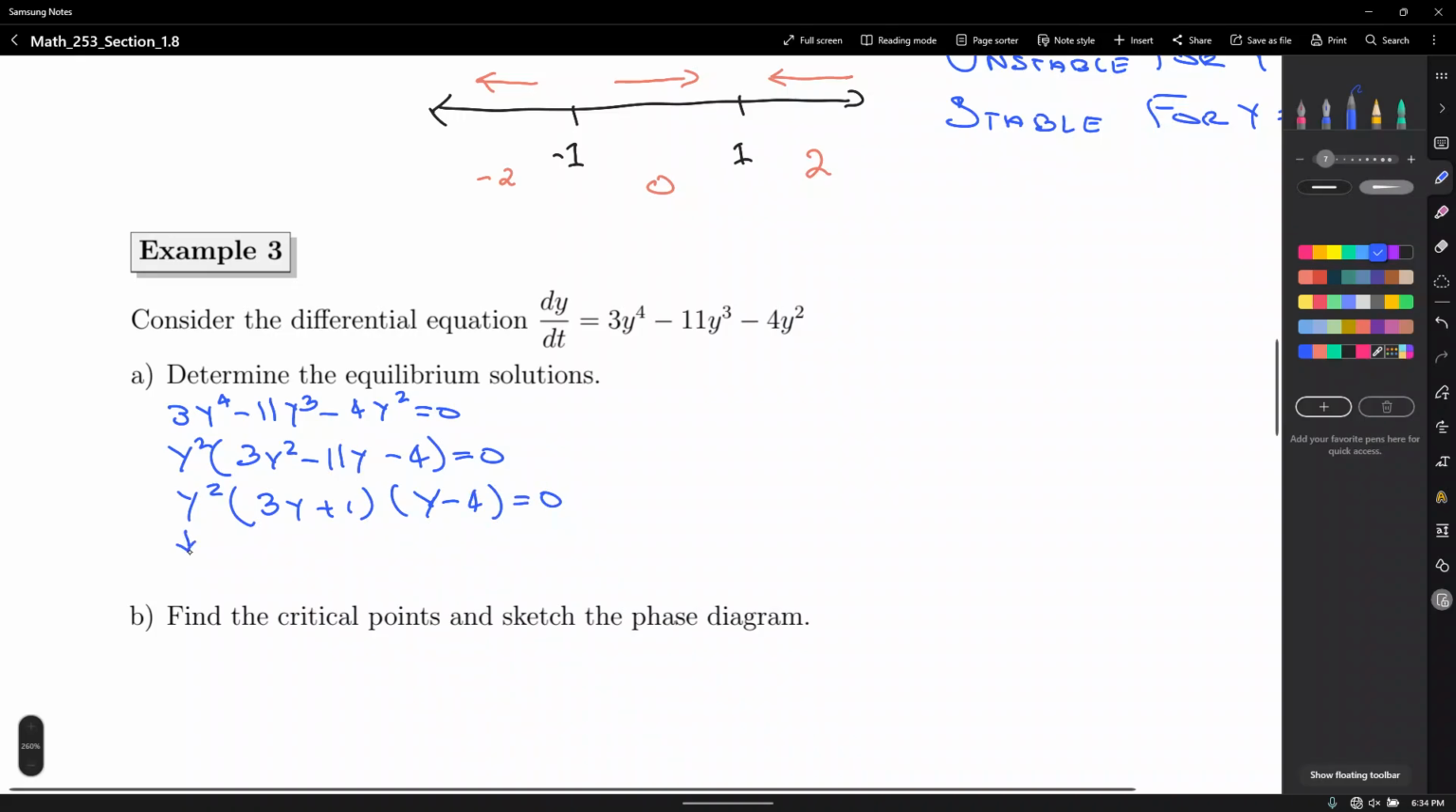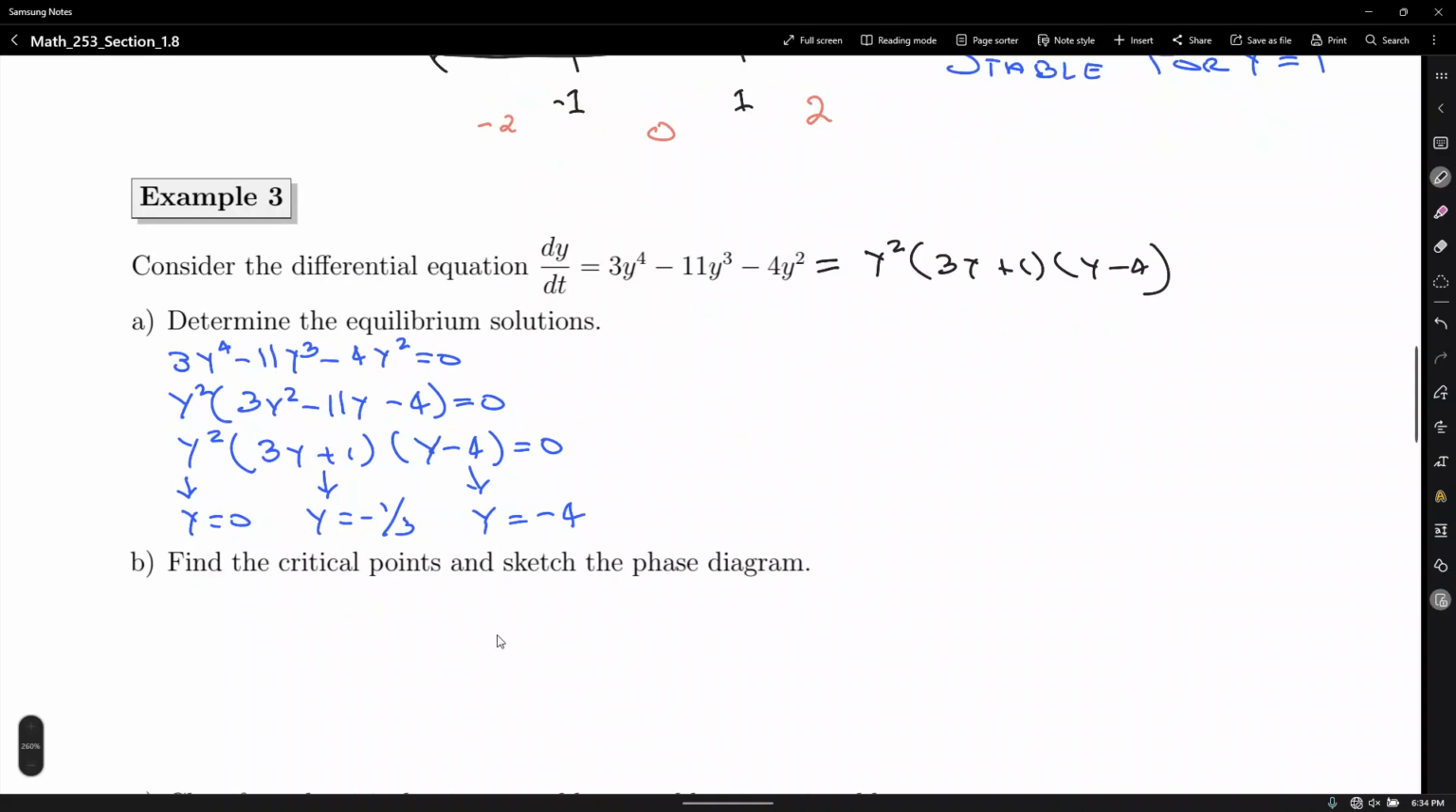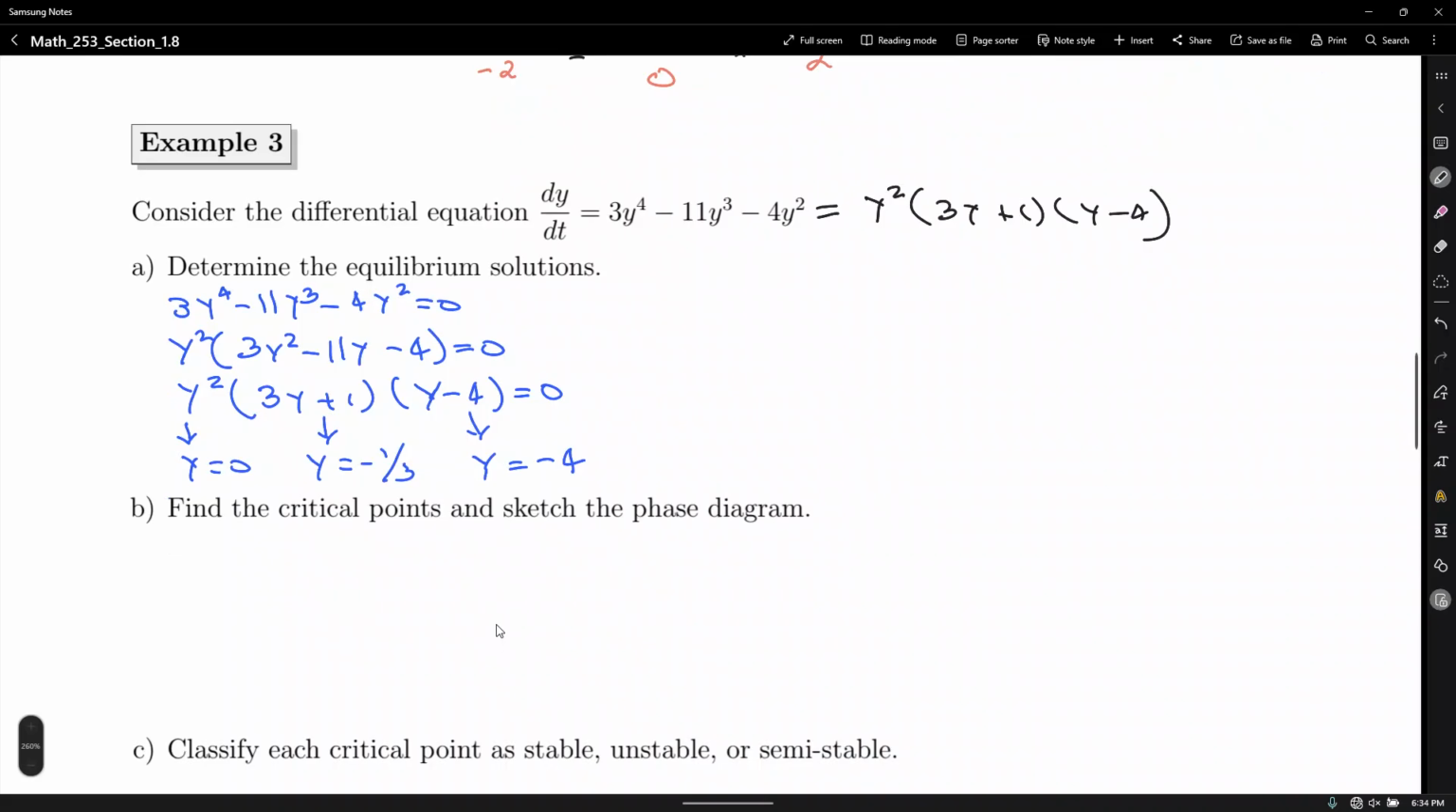Using the zero product property, this tells us y equals 0, this tells us y equals -1/3, and this tells us y equals -4. Okay, actually I would like to rewrite the factored polynomial over here because we're going to use it to test later. This is the same as y squared times (3y plus 1) times (y minus 4).